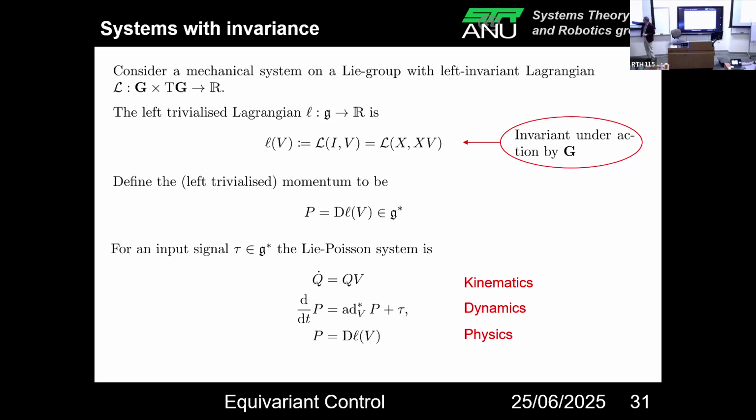And the standard Lie Poisson equation, which has the bracket here. And don't forget the physics, right? Because in order for this to make physical sense, the momentum and the velocity have to be connected through the differential of the Lagrangian, okay?